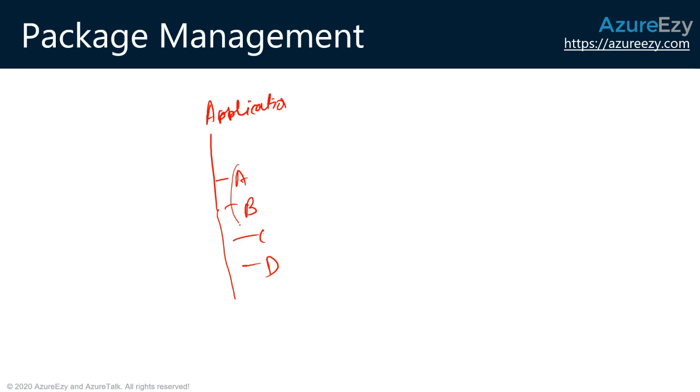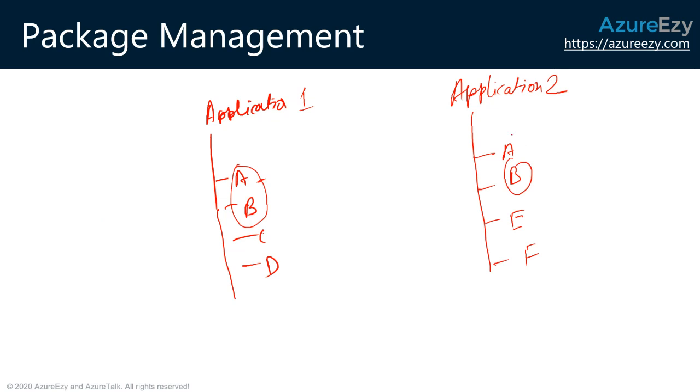Now these A and B, suppose this is application 1. Now there is another application, which can be within the company or outside the company on the internet, which is application 2, and this must be implementing some E and F, but there is a common thing, which is A and B. A and B tasks are common between these two.